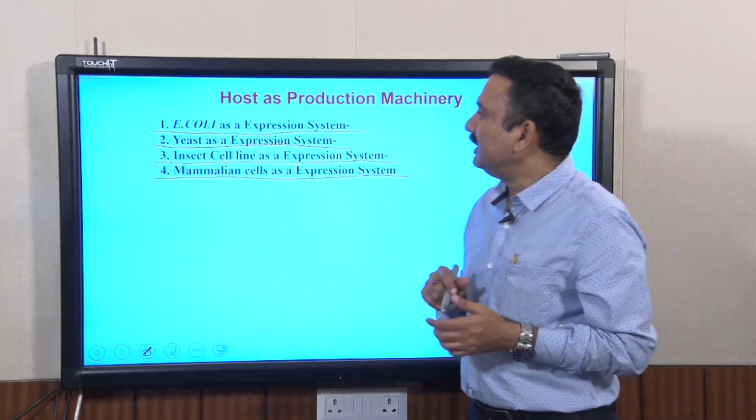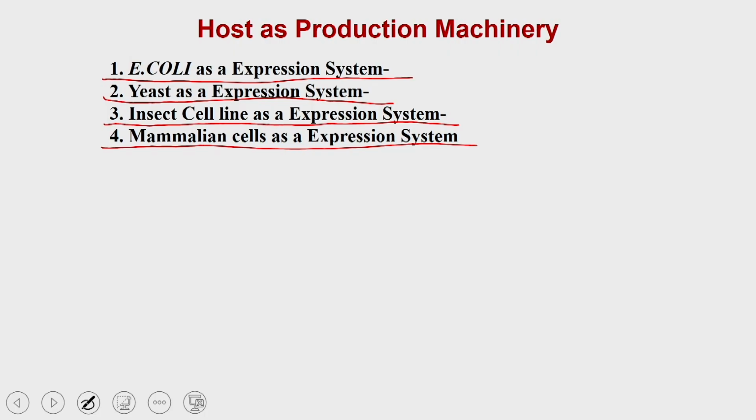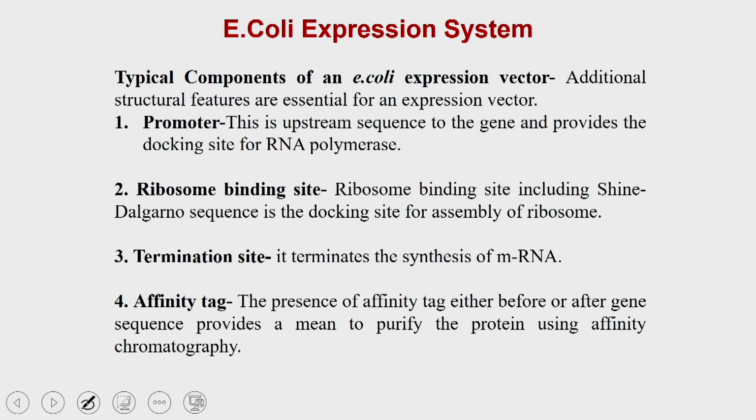So, let us start with E. coli as an expression system. A typical E. coli expression system has different components. Although we are discussing only in the context of E. coli, most of these components are present in other expression systems as well.